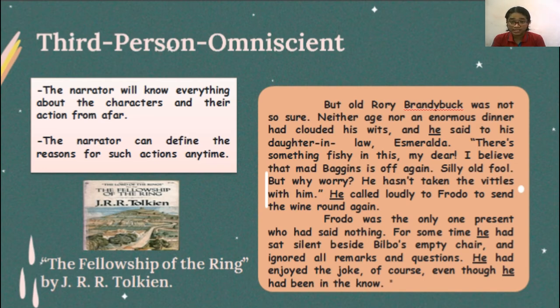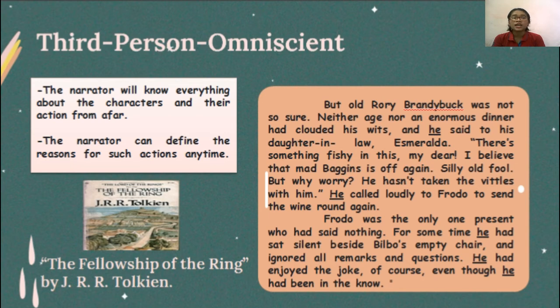So based on this example, as you can see, the narrator described two persons. The first one is Rory Brandybuck and the second one is Frodo. But the narrator knows everything about these characters. It is different from the third person objective, which only describes the external actions.